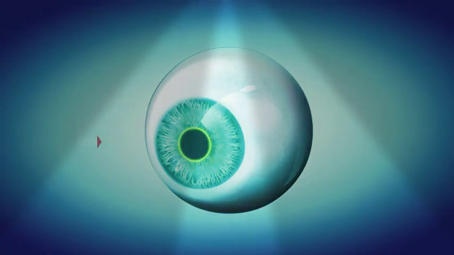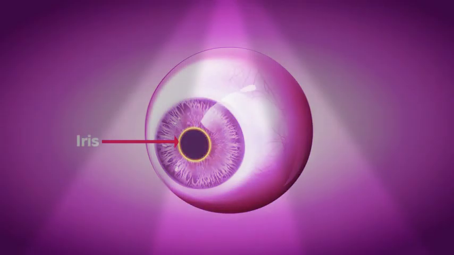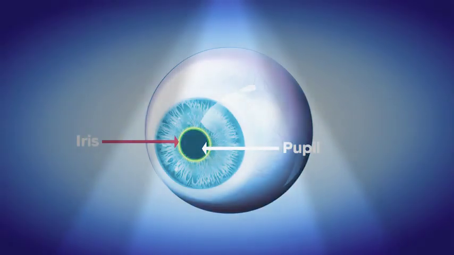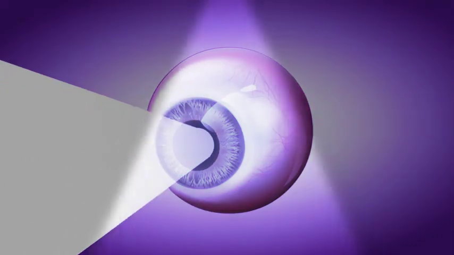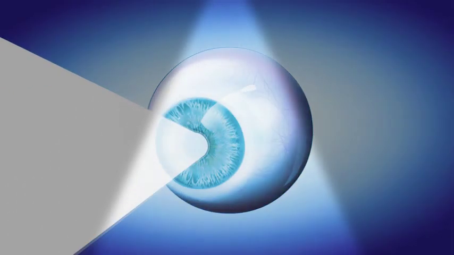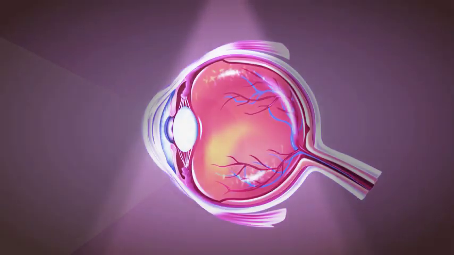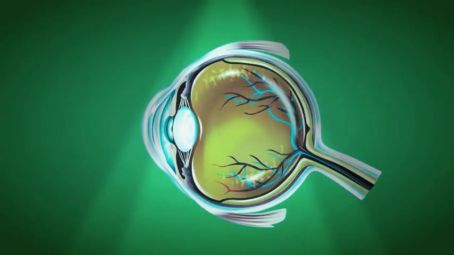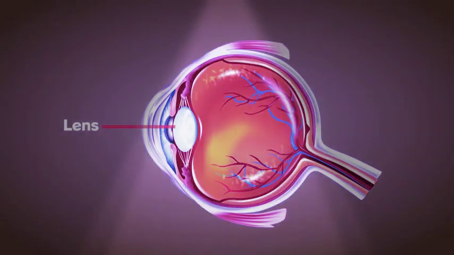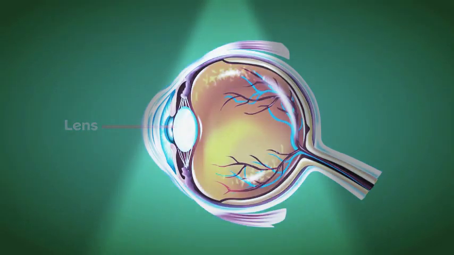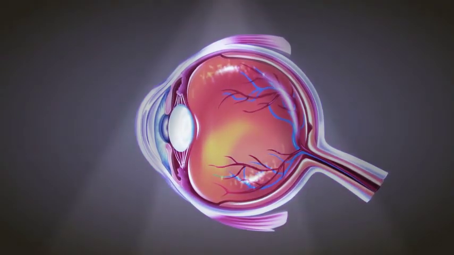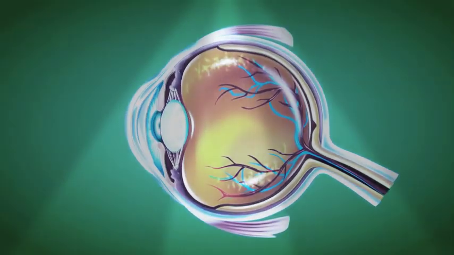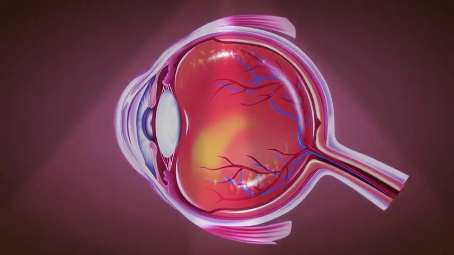Behind the cornea is the iris. The iris has a circular opening called the pupil. The pupil expands or contracts depending on the amount of light entering the eye. Situated behind the pupil is a colorless, transparent crystalline convex lens surrounded by the ciliary muscles. The muscles hold the lens in place and help to change the focal length by adjusting the curvature of the lens.